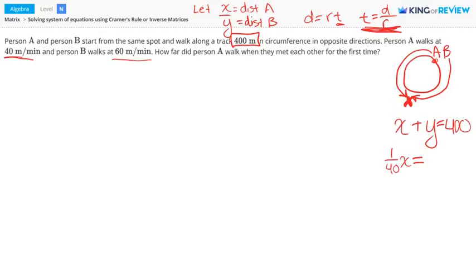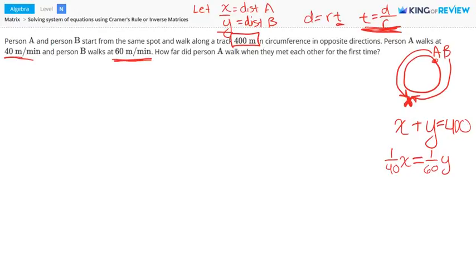Again, time equals distance over rate. The distance that Person B was walking, well, we're calling that y. So we have y over their rate, which is 60. Y over 60. Another way of writing that is 1 over 60 times y. So now we have our second equation.